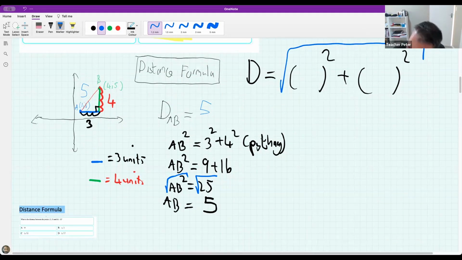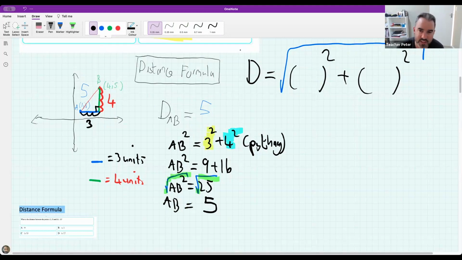Now you may say to yourself, where are those squares coming from? But if you look at Pythagoras' theorem, doesn't it have something squared and then something squared? And then at the very end, we have to square root both sides to get AB by itself. So this is the first part.